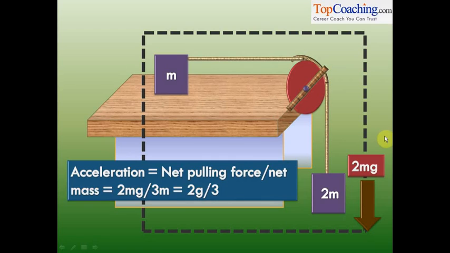If you draw the free body diagram of the 2m mass, if you draw the free body diagram of the m mass, and if you solve the equations, you will again get the acceleration as 2g by 3. But this is just an easier method of getting the acceleration.